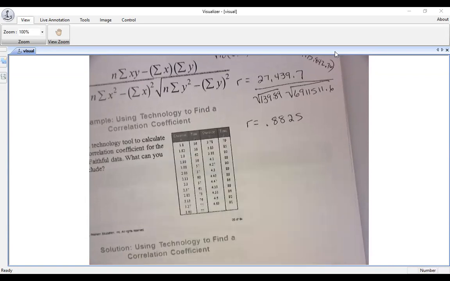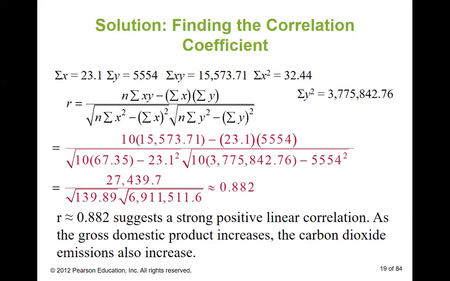Now, let me show you something. Okay, we'll go back to, oh, actually, I think I just need to do this. Okay. Look at that. They went 3 places to the right. They got 0.882. Now, if you were telling me what that means, if my R value is 0.882, we've got what kind of correlation?